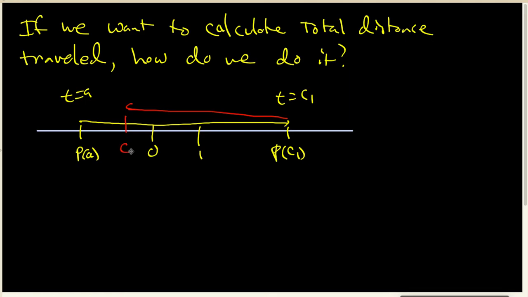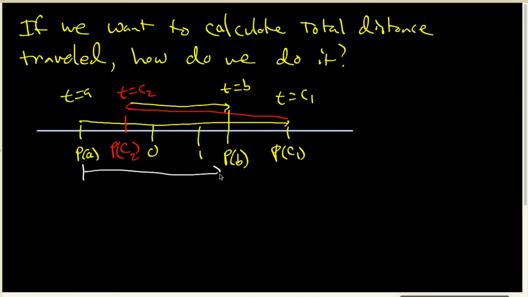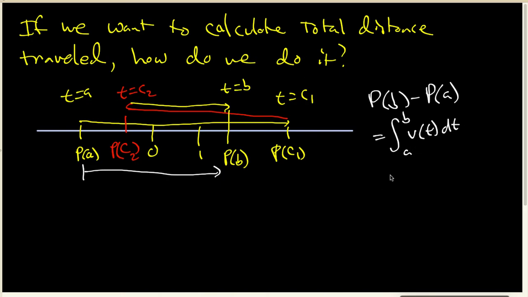And this is going to become C2, or rather P of C2, because this is where I'm at when the time is equal to C2. And we'll turn around again and come back to here, and this is going to be t is equal to B. So this is P of B. And just to remind you, P of B minus P of A, which is the integral from A to B of my velocity function, is the displacement.